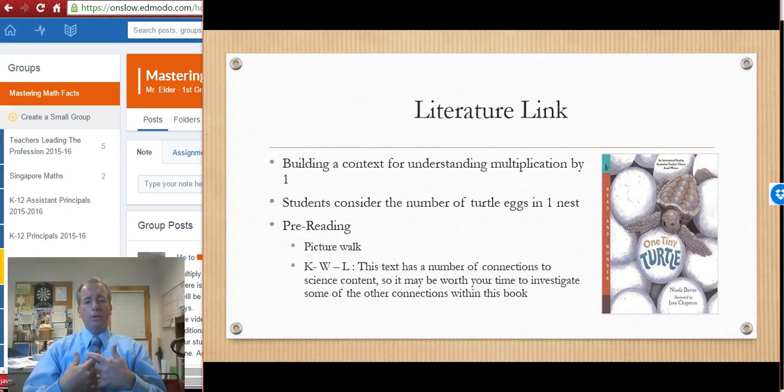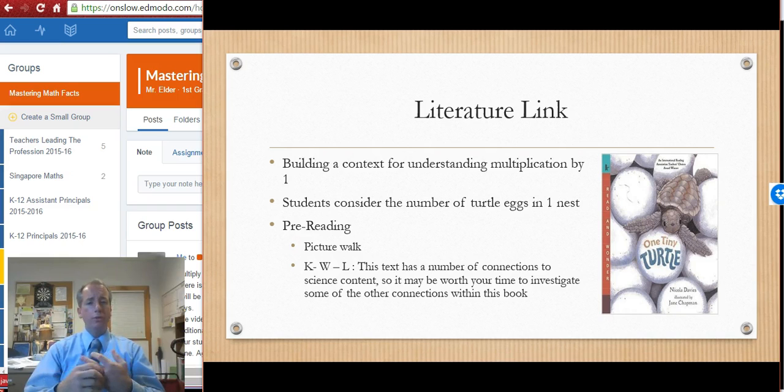What you might want to do, there are so many connections within turtles and just personal interest for a lot of kids, that this might be a good place to bring in the science piece or even the social studies piece, because as you'll see in the text, you're going to deal with the issues of conservation and protection of wildlife. So this may be a good text to use, not simply to do multiplying by one, but to give kids a chance to explore some things that we might be talking about in social studies or science as well.